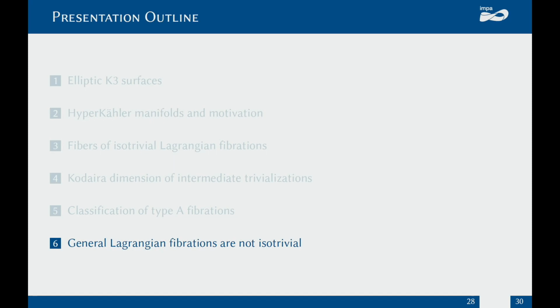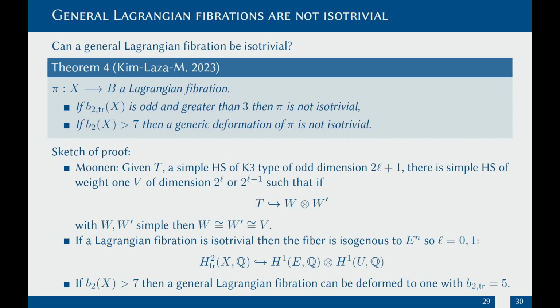Okay, so maybe let me just, might as well finish. There's one more theorem that we prove, which is that isotrivial Lagrangian fibrations are relatively rare, right? So this was one of the things that we set out to do like 2 years ago or something when we started this project. We want to be able to study deformation types. So we'd like to know that you can start from a Lagrangian fibration and deform it to a non-isotrivial Lagrangian fibration. And this is true.